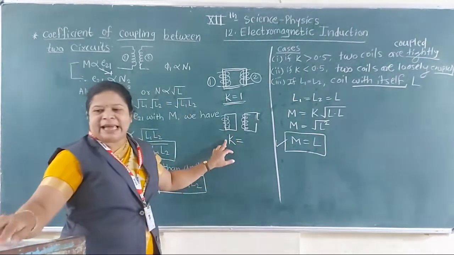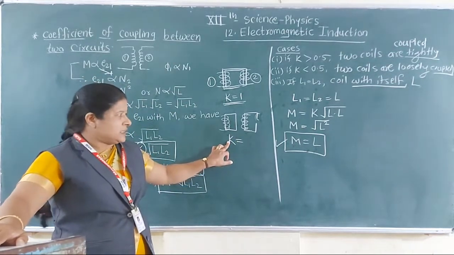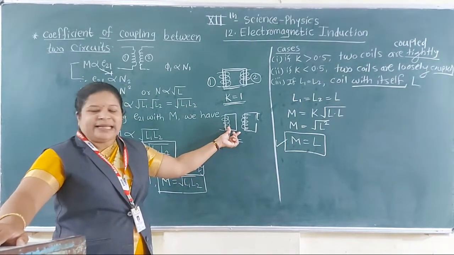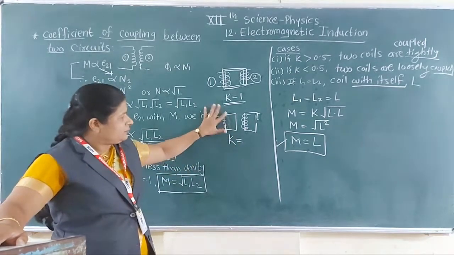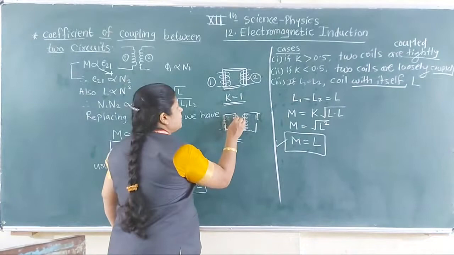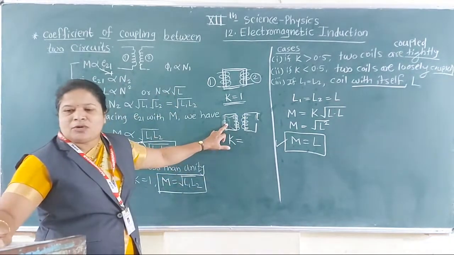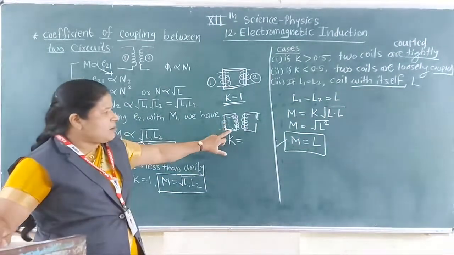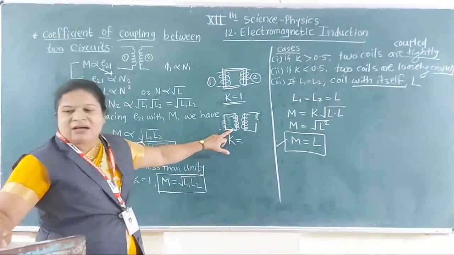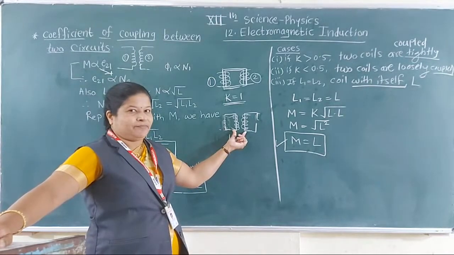The coefficient of coupling K depends on the distance between the two coils. For example, this is the coil. The distance between the two coils and the angle between the axis of two coils.